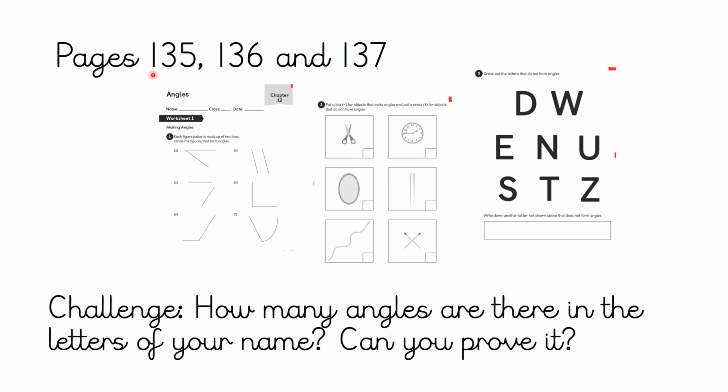Today, I would like you to do page 135, 136 and 137 in your workbook. If you do not have a copy of your workbook, go onto our Class Dojo page and you will find the sheets that you need to do today. When you've finished, you can have a go at our challenge. How many angles are there in the letters of your name? Can you write out your name and prove that your answer is correct?